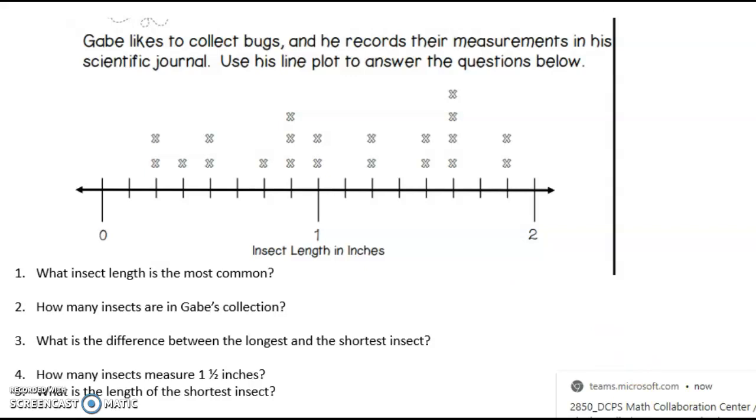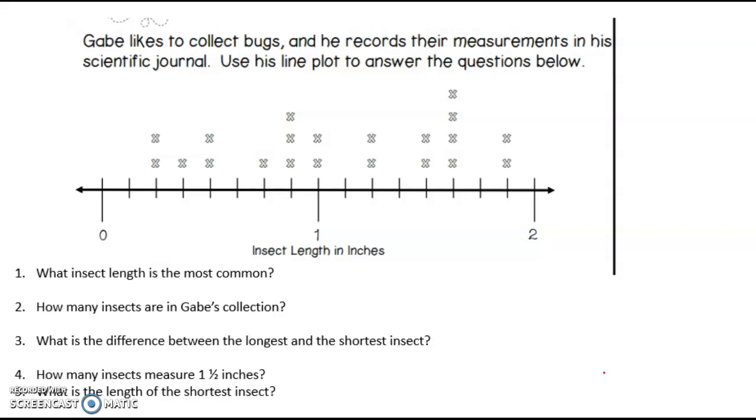Now, the first thing I notice about this line plot is there's a lot of missing fractions or mixed numbers. The only thing I see is 0, 1, and 2. What happened to all the other measurements? Oh, they didn't put them on there for us. They wanted to make it more difficult. So we got to figure out what these measurements are.